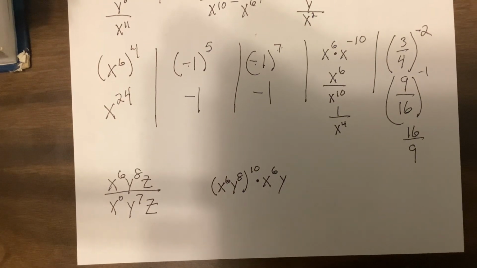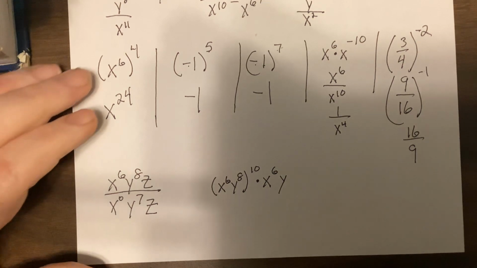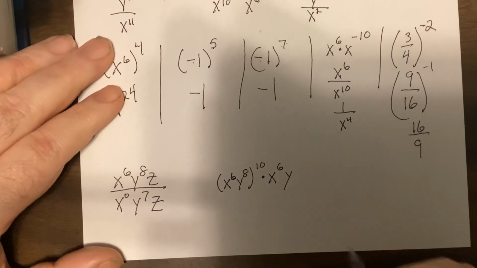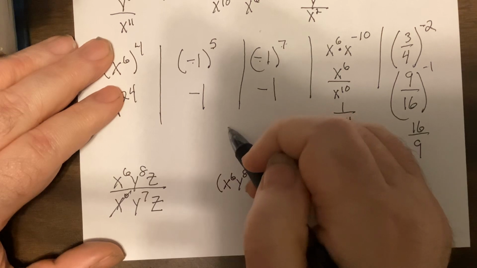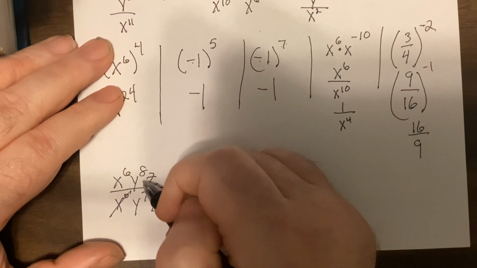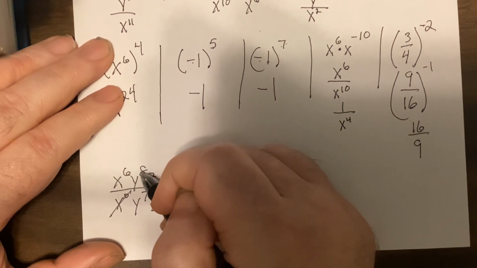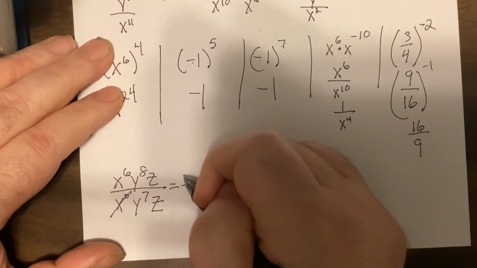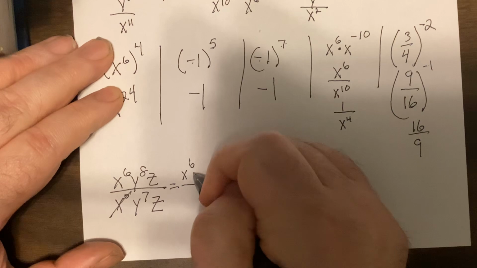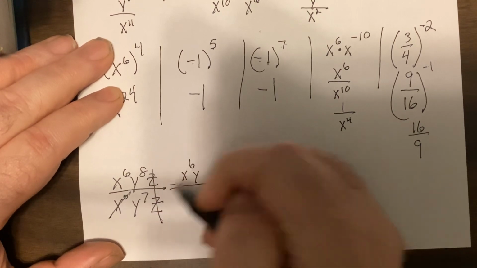Okay, last set of problems are ones people find difficult, so go ahead and do them. Okay, 0 power means 1, so this drops out. 7 of these cancel with 7 of these. You have 1 left over. So you'd have x to the 6, y, and the z's cancel out.